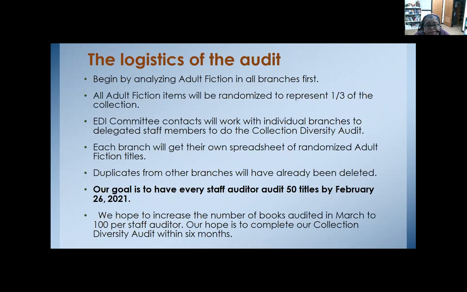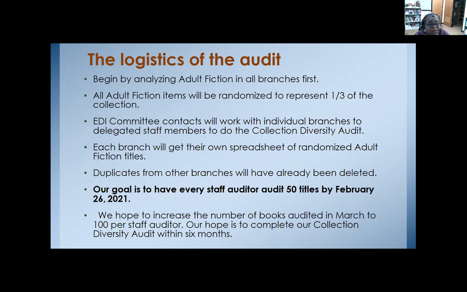So now that we have all of our pieces in place for our spreadsheet, we're ready to start the audit. Our plan so far is to start analyzing adult fiction in all the branches. We used the mobile libraries as our test group so that we could test out our spreadsheet and make sure that we had all the pieces in place. They're going to keep working on the mobile library audit, but they're also going to help with the adult fiction because that's where we're focusing right now.